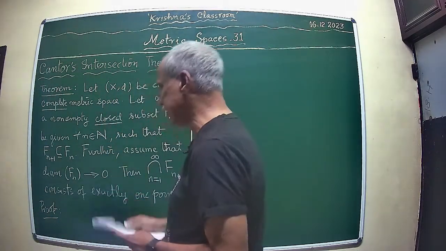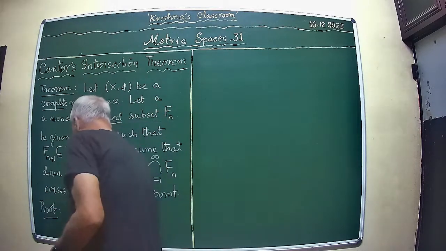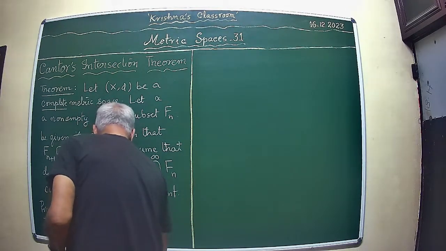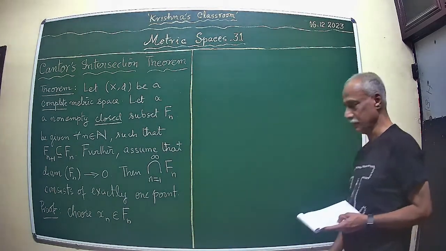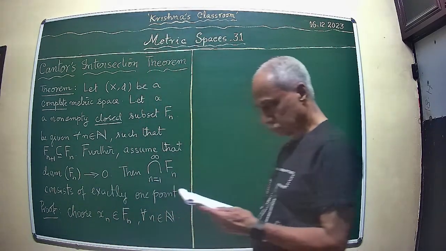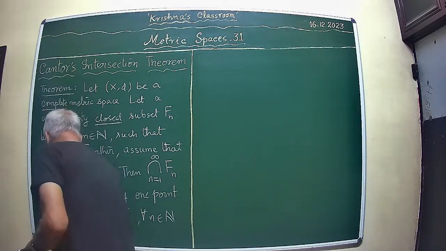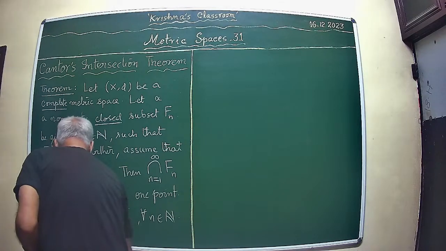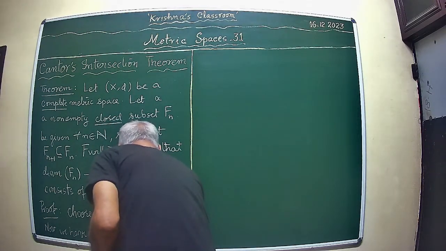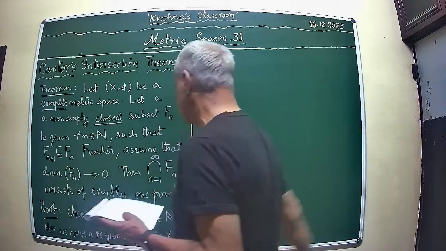The proof is exactly as it is. How do we get the sequence of points which converge? This is the question. So choose xn, because we have assumed that Fn is non-empty, therefore there exists an xn in Fn for every n. Now, so we have a sequence in X.